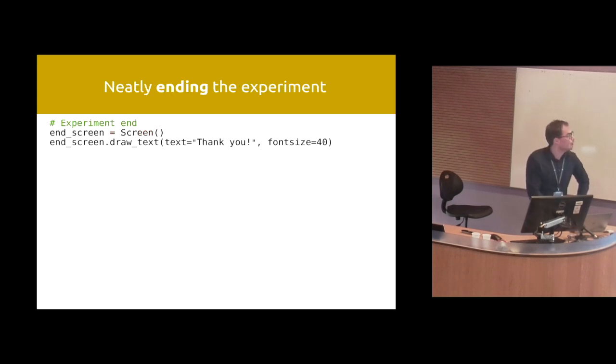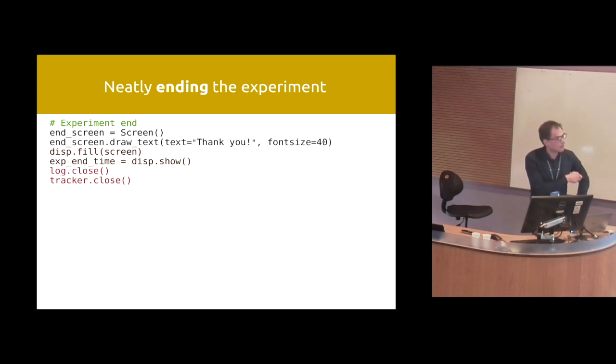Then, to end your experiment, you just say, I'm going to make a new canvas, I'm going to draw some text on there. The text is thank you, and you can specify the size of the font as well. You can then present it on the screen again, like we did before. This should have been end_screen. And then you can close the connection to the eye tracker. You can close the log file as well, so that all of your data is neatly saved. And then you just wait for a key press from the experimenter to close down the whole experiment.